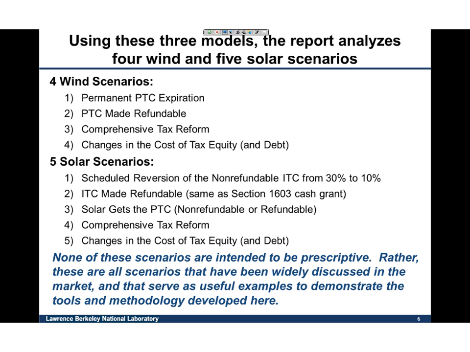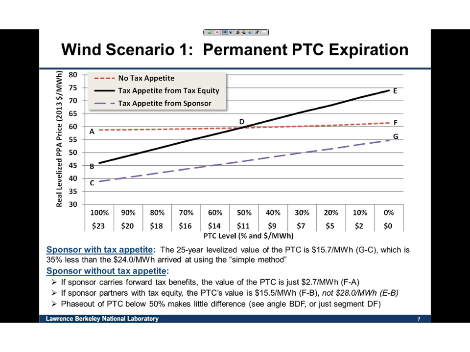So after all that background, let's now turn to some results. So here we see what happens in the event of a permanent PTC expiration or phase-out. The three lines shown in the graph represent levelized PPA prices across a range of PTC levels under three different financing structures. Specifically, the dashed purple line at the bottom represents a sponsor with tax appetite. The dashed red line towards the top represents a sponsor without tax appetite that carries unused tax benefits forward in time. And the solid black line represents a sponsor without tax appetite that, in this case, partners with a third-party tax equity investor to monetize the tax benefits.